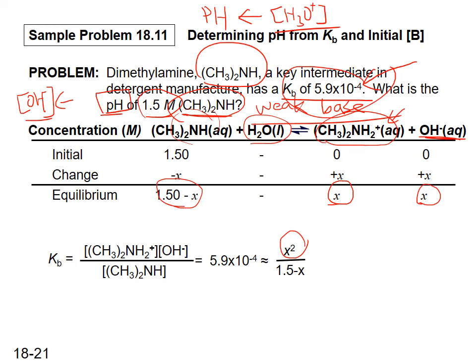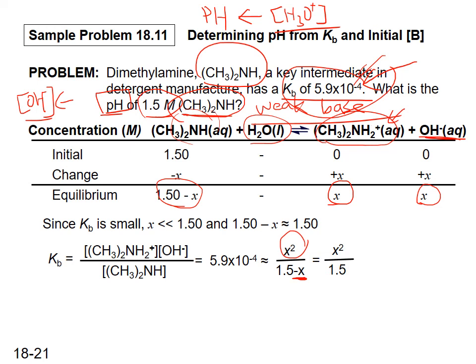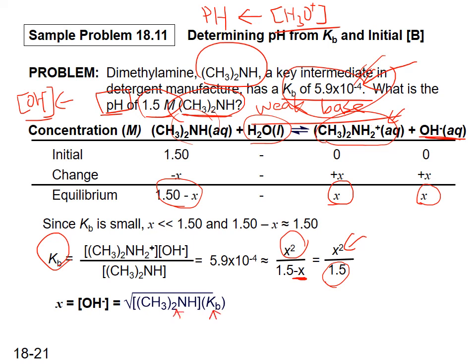Now, as we did in the acid calculation, we make an assumption that this is a weak base. If we look at the Kb, it's a small number, and that indicates x may be very small, so we can omit x in this equation, so we get x squared divided by 1.5. Now x can be easily solved. So x is the square root of Kb multiplied by 1.5. Now 1.5 is the initial base concentration, so the equation is Kb times the initial base concentration.